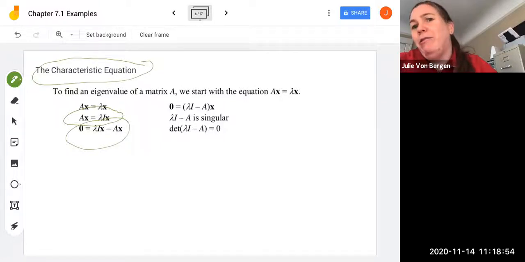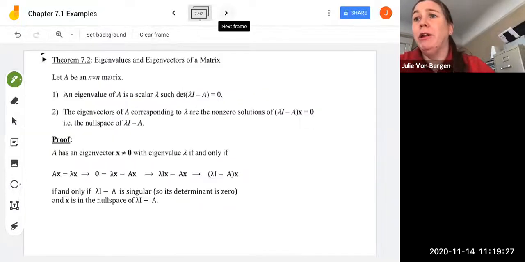So we've got 0 equals lambda multiplied by the identity matrix multiplied by vector X minus matrix A times X, all equal to 0. And then we can factor out X here. So we've got lambda I minus A multiplied by vector X, and this is all equal to 0. Since it's equal to 0, lambda I minus A is singular, and we know that the determinant of lambda I minus A equals 0. This is known as the characteristic equation, and we're going to be working with it.